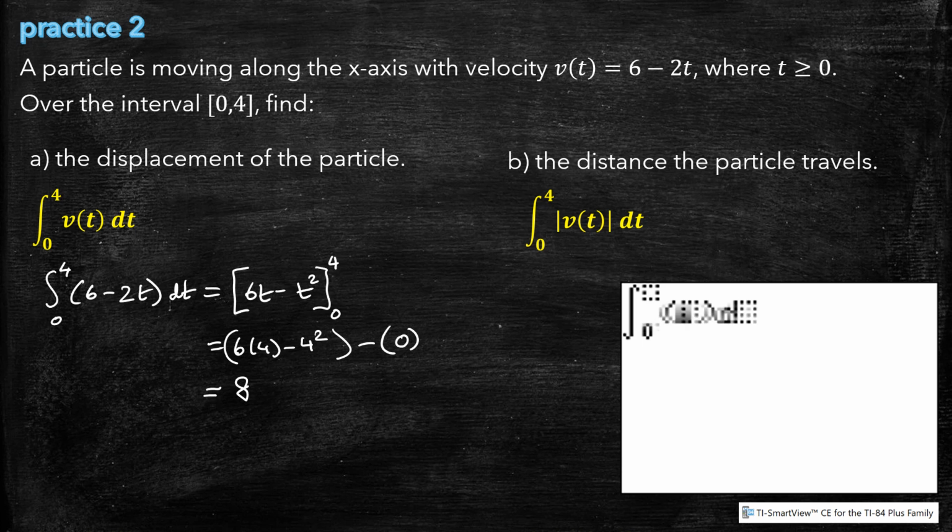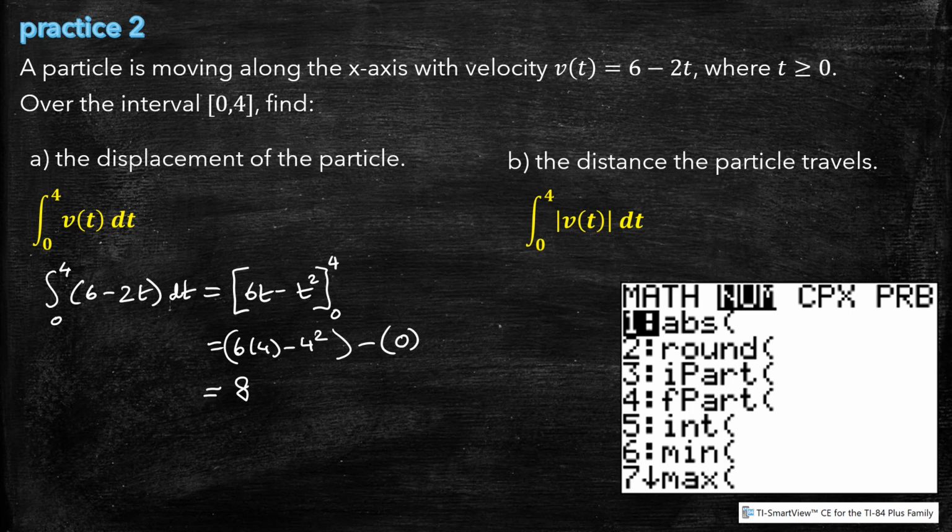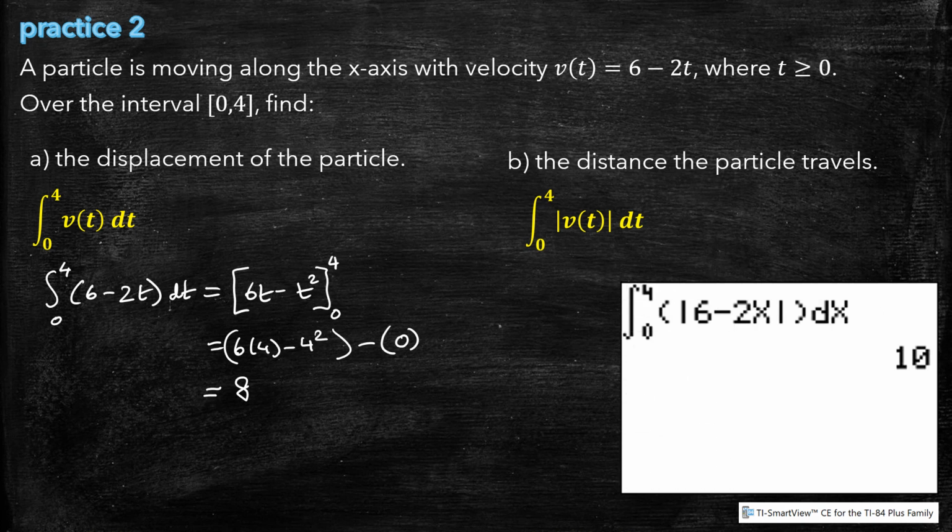So you put the 0 and the 4 there. The thing is that you need to get absolute value in there. We see where that black rectangle is, you need absolute value. And that can be found in the math menu also, but you have to scroll over to number, NUM, and then choose 1, which is absolute value. And then that can get in there. Notice that I've used x instead of t because it's just the most convenient variable to use. It doesn't matter as long as they match, so x dx, and the answer comes out to be 10.